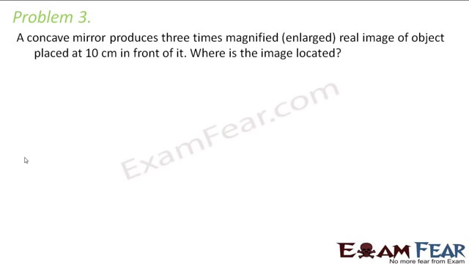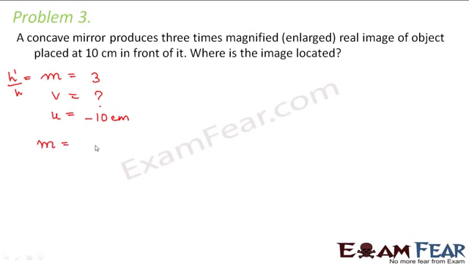It says a concave mirror produces 3 times magnified or enlarged real image of an object placed at 10 centimeters in front of it. Where is the image located? That means in this case, the magnification is given as 3 because it produces 3 times enlarged image. That means height of the image by height of the object is equal to 3. That is how we define magnification. We have to calculate the image distance. The object distance is given as 10 centimeters. Now the object is always placed on the left hand side of the pole, so it would be negative, right?